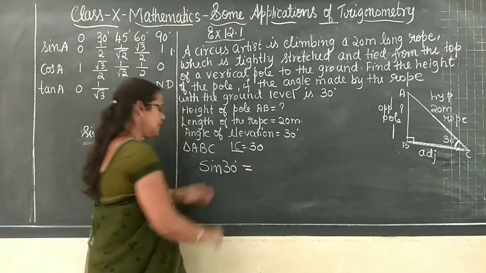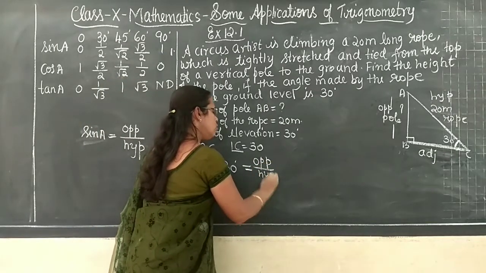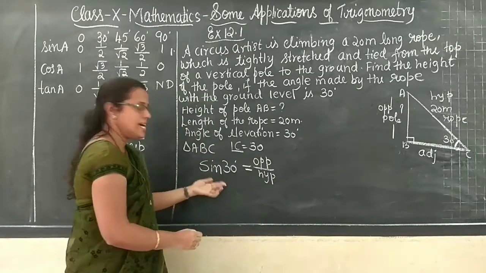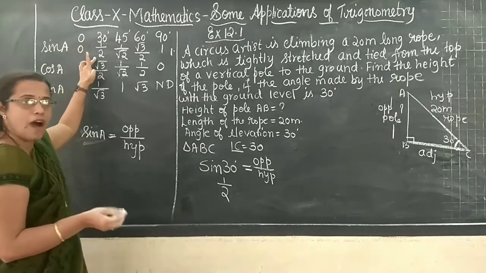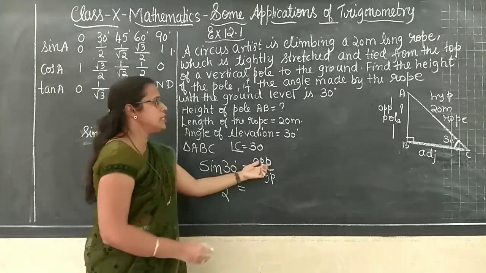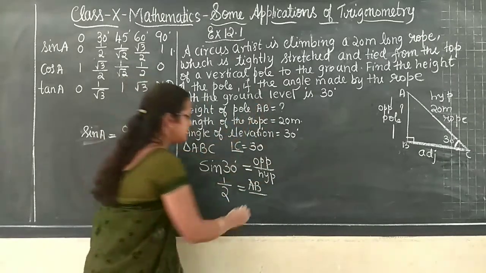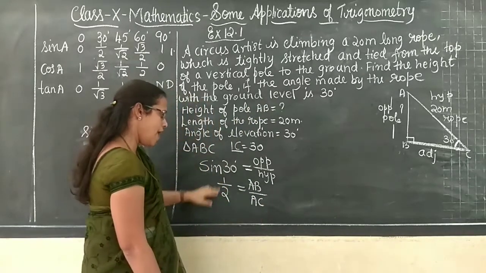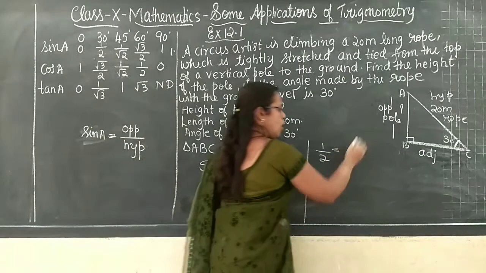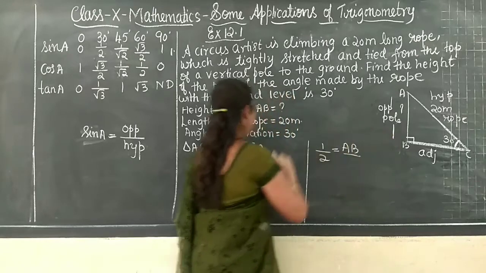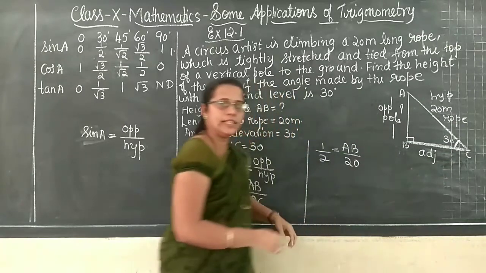Sine 30 degree. Sine A is equal to opposite by hypotenuse. Okay, sine 30 is how much? Sine 30 is half. So sine 30 is half, is equal to opposite by hypotenuse. AB I don't know, AB I have to find. AC I know, AC is 20. Can we calculate this, children?